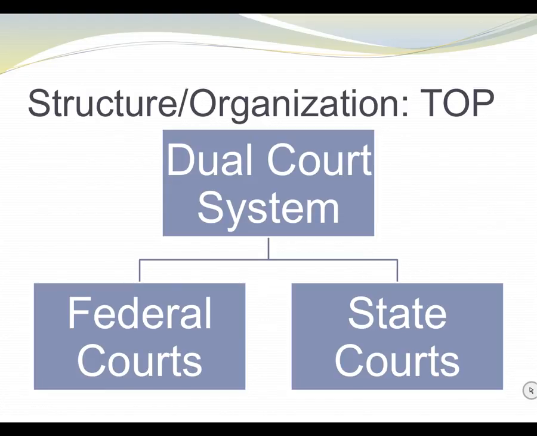In the United States, we have what's called a dual court system. Dual is 2. So in other words, we have 2 sets of courts. You have the federal courts, and if you remember, federal is another word for national. So you have the national courts and you have the state courts. They are 2 separate entities. They basically don't really work together. It's 2 separate parts.